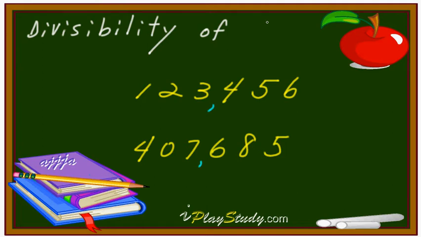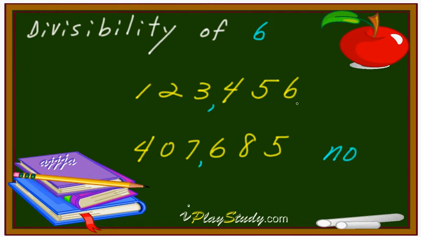Okay, then how about number 6? Divided by 6, that means you have to check both for divided by 2 and divided by 3. Divided by 2 must be an even number. That means an odd number right here is no good. So the answer is no right there.